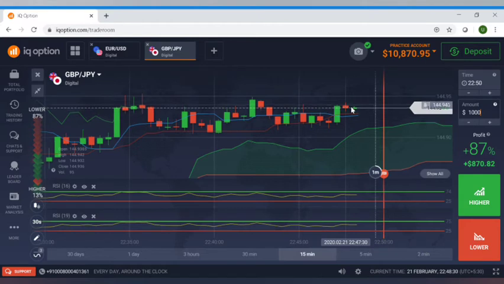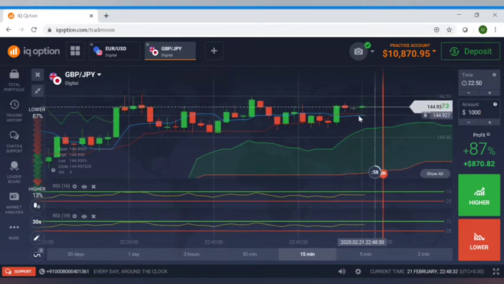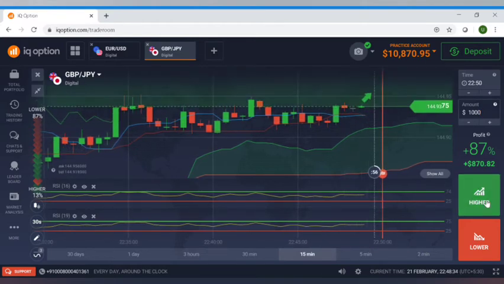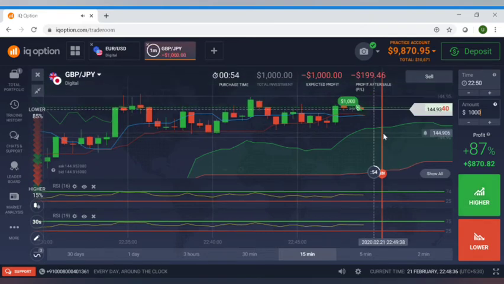So let's wait this out. Let's check if this goes to the resistance level. Okay, the resistance is gone. I'm going to go in. I think it's going to go up now. Let's see.